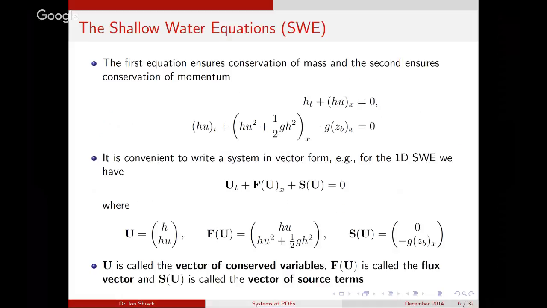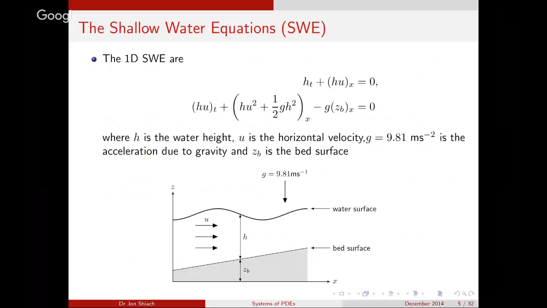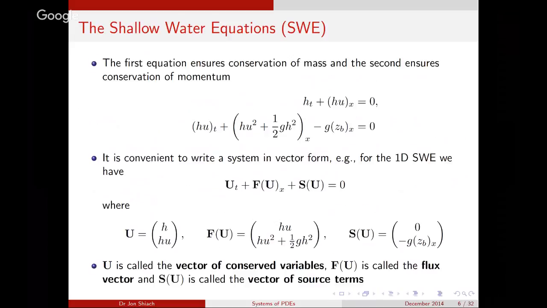Okay, so that was the system. That's an example of a system of PDEs. Now, it's quite handy to actually write systems using what we call vector notation. So we're solving for h and hu. I'm going to write that as a vector u, which is simply h and hu.